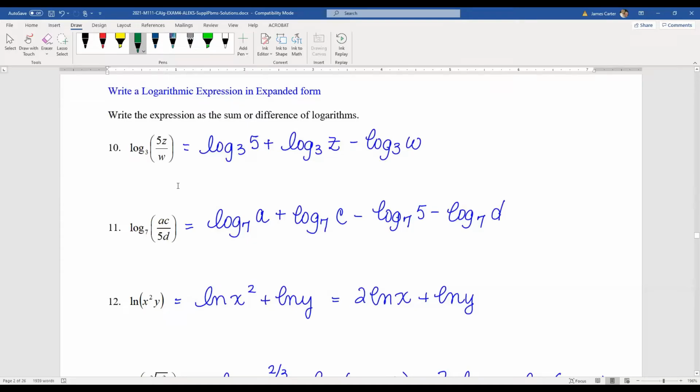More of these expansion problems. You got a log of 5, log 3 of z. Then because the w is in the denominator, minus log 3 of w. Here we're going to add the a and the c's. And then we're going to subtract the 5 and the D.